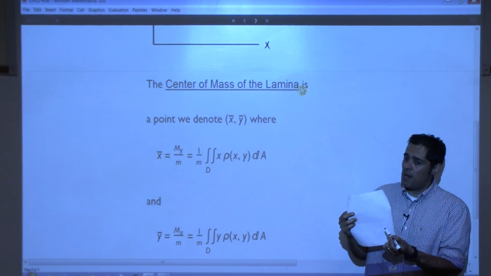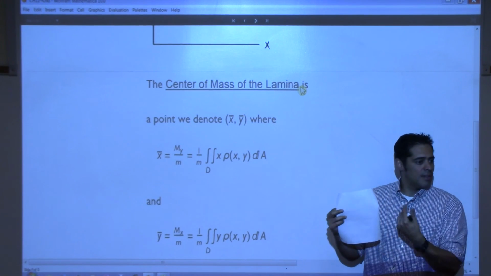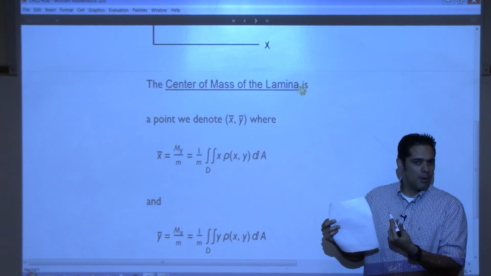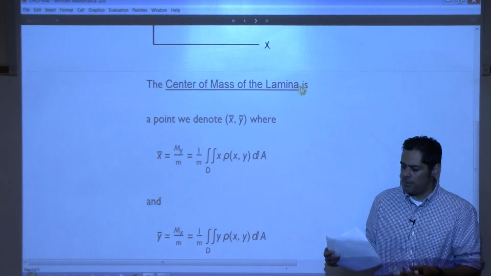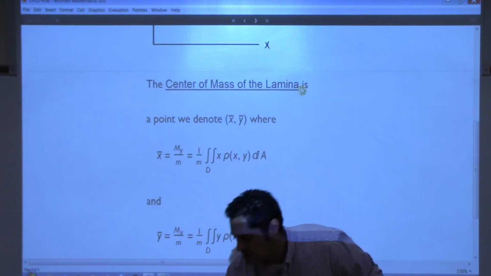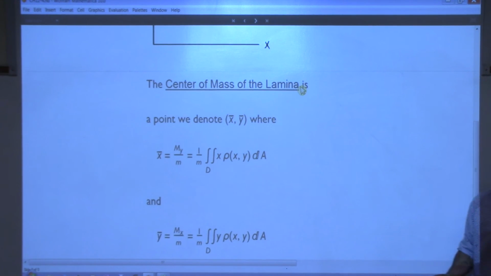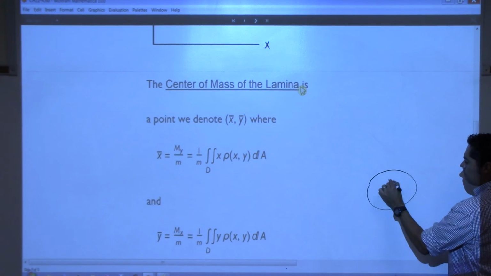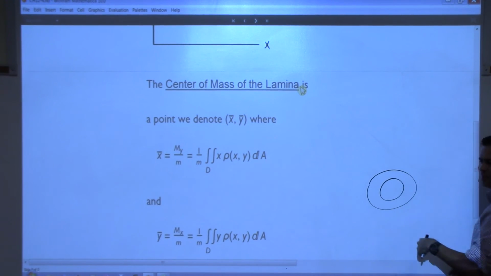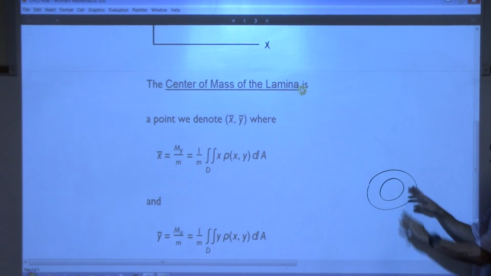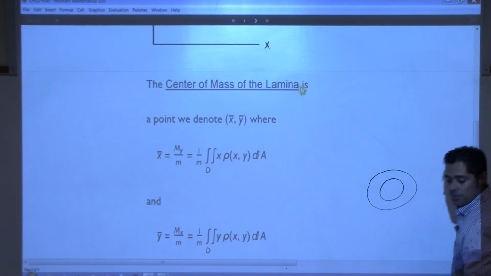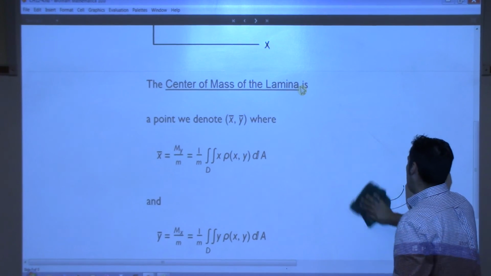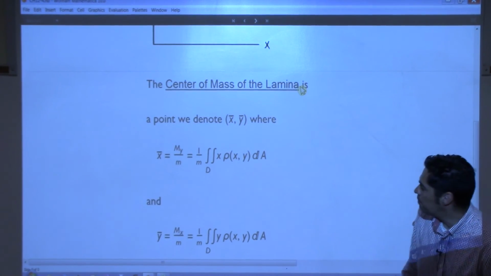And there are even some objects where the center of mass isn't even on the object. A boomerang is an example of an object that has a center of mass outside of its space. And another one you could take is just a disk like this. Its center of mass is there, right? Even if it's homogeneous.